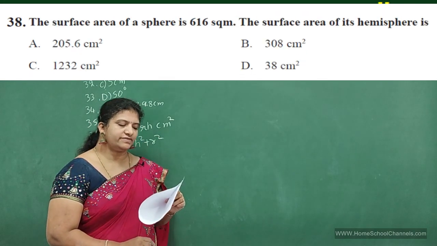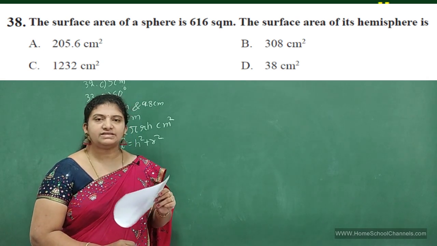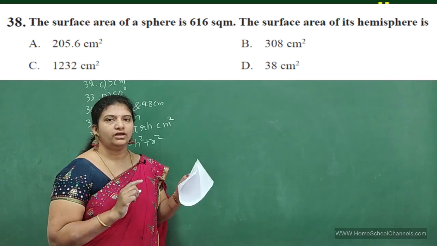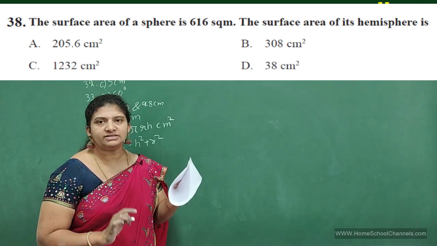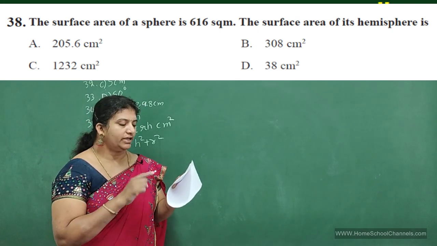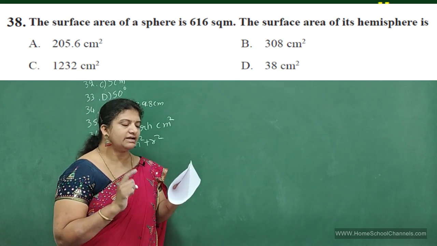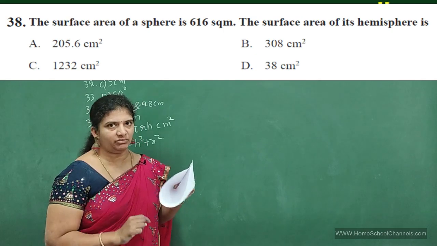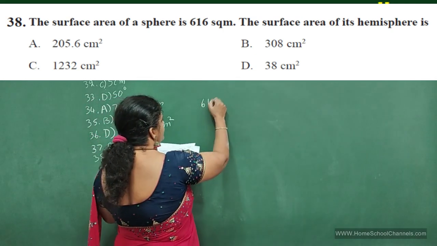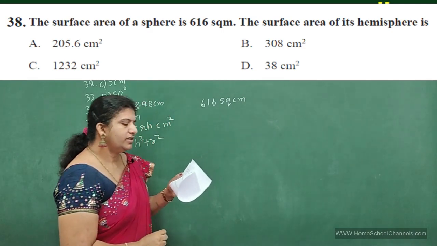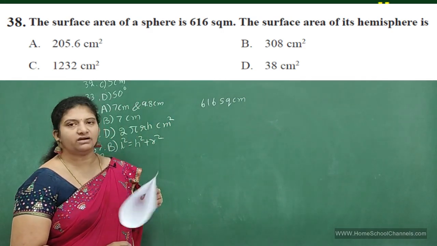38th question. The surface area of a sphere is 616 square meter. See there, children, there is a print mistake. In your options, you have all in square centimeter. But in the question, they have given square meter. So, please correct it. 616 square centimeter. The surface area of its hemisphere is.